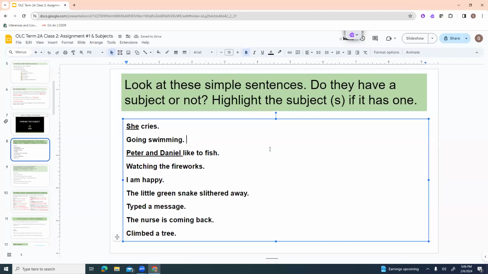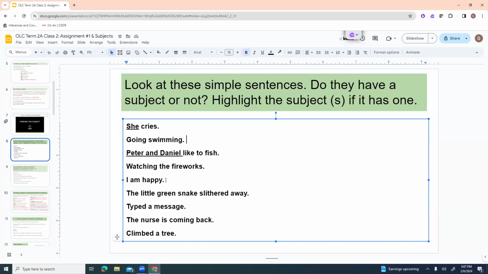So that is our subject. Watching the fireworks. Okay, so we know what they're doing. Do we know who or what? No, it doesn't tell us who's watching the fireworks. Could be a family, could be a couple, could be some animals. We don't know. We'd have to put something in there. So for right now, that one doesn't have a subject. We would need to fix that.